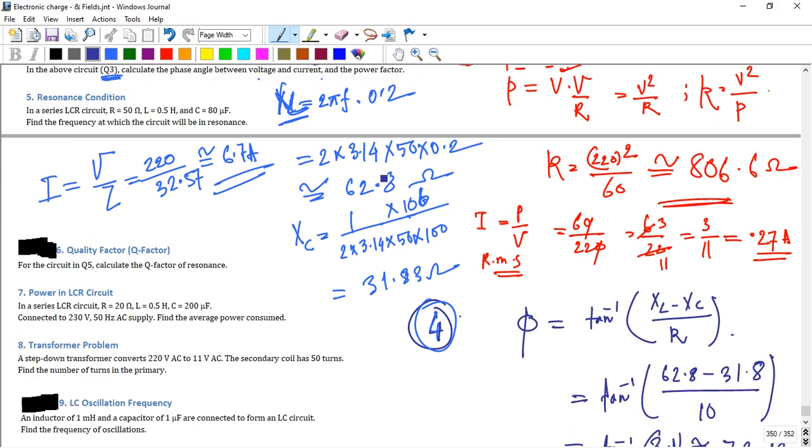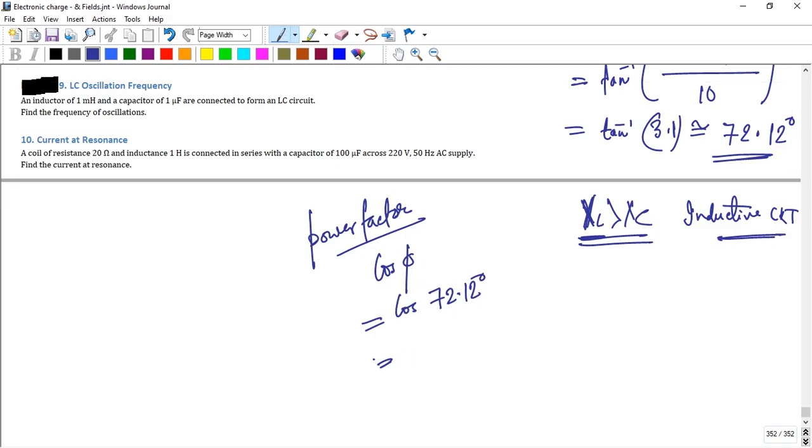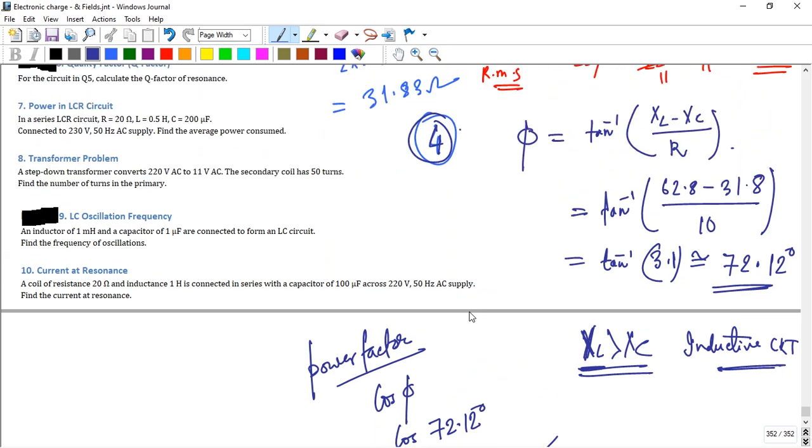Now, with the phase angle between voltage and current, what is the power factor? The power factor is equal to cos phi. So cos of 72.12 degree, and from this we get 0.307. That's the value of the power factor. We know cos 0 is 1 and cos 90 is 0, so that's why there is a decay here. Okay, so that's the solution of question number 4.